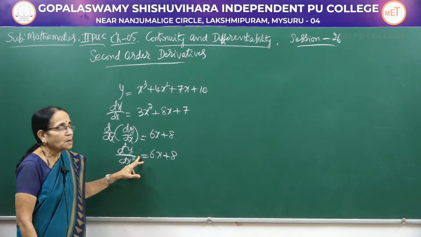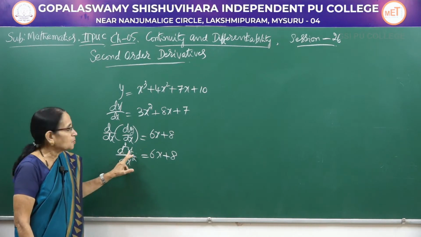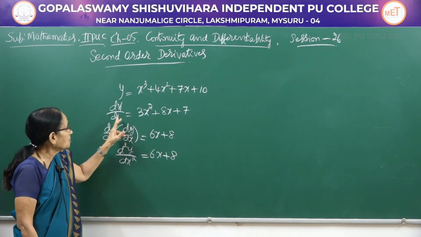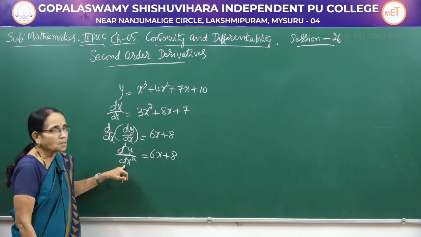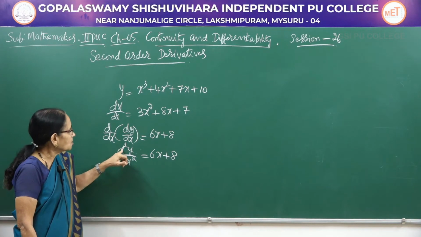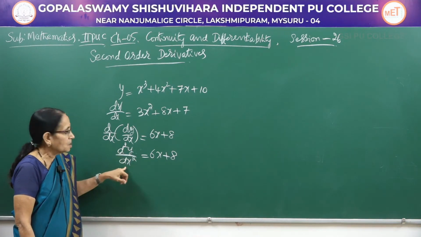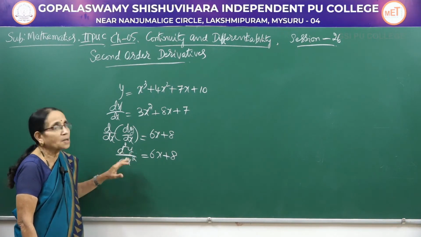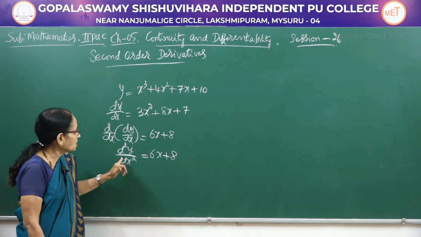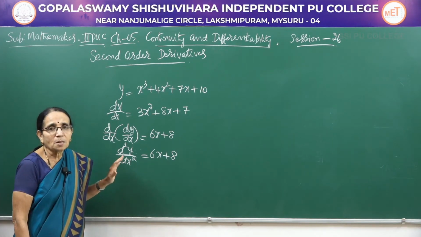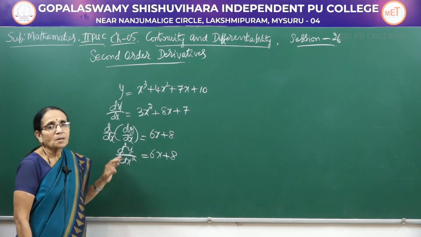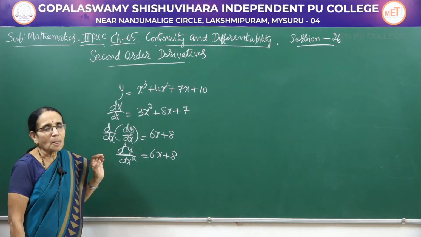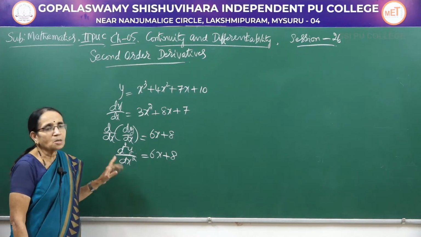Do not write dy square, it has to be written as d square y by dx square, because d by dx is called the differential operator. So, we have differentiated that 2 times, that is the meaning. So, it is d square y over dx square. That means the function has been differentiated how many times here? 2 times. And this is called the second order derivative because we have differentiated it 2 times here.